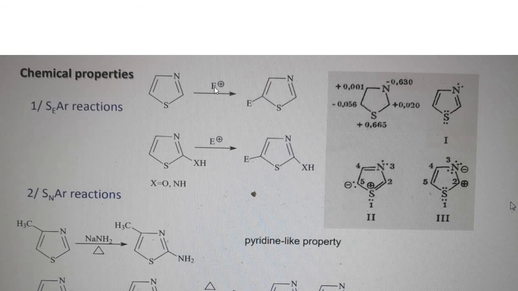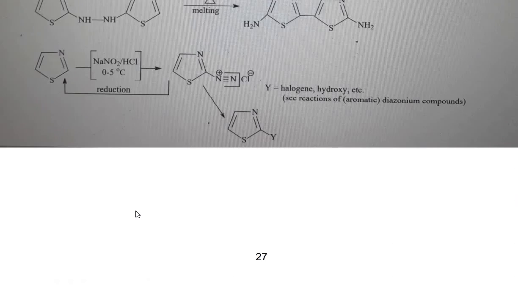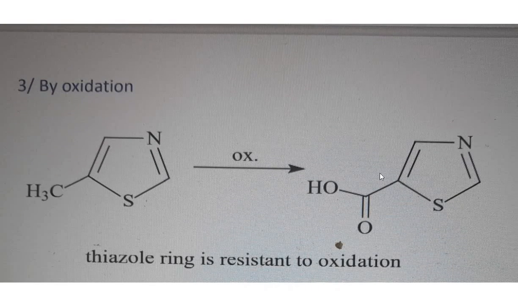Now chemical properties: you see the electrophile position you can check, the electrophile, then the position you can check. So these are the reactions, pyridine-like properties. Again, how this reaction is propagating. Oxidations: the thiazole ring is resistant to oxidations.